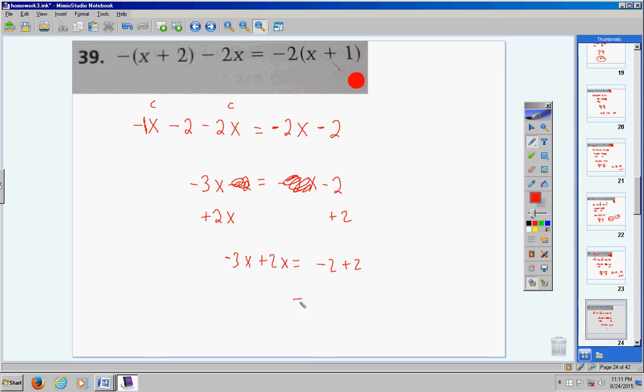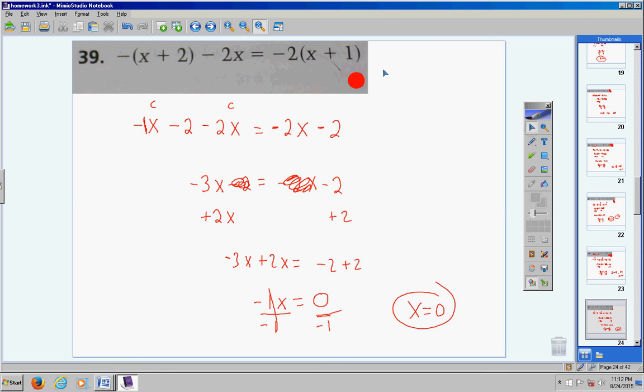Well, the right side's easy. You owe me $2. You pay off your $2. You're left with nothing. Here you owe me $3. You pay off 2, so you're still left with 1. Negative 1. Now, divide both sides by a negative 1. These would cancel. 0 divided by negative 1 is just 0. 0 divided by anything is going to be 0. So the answer would be x equals 0.